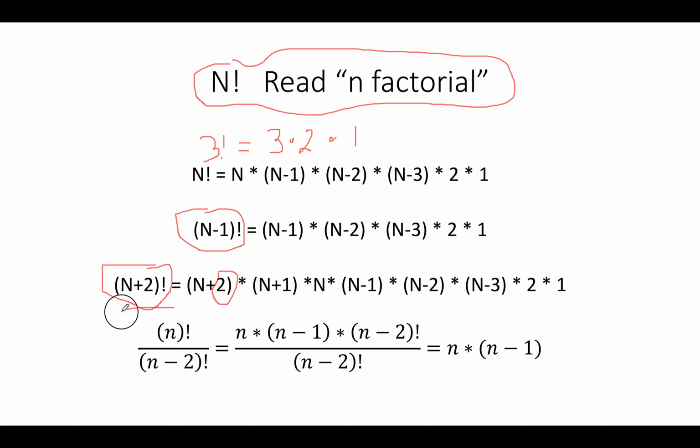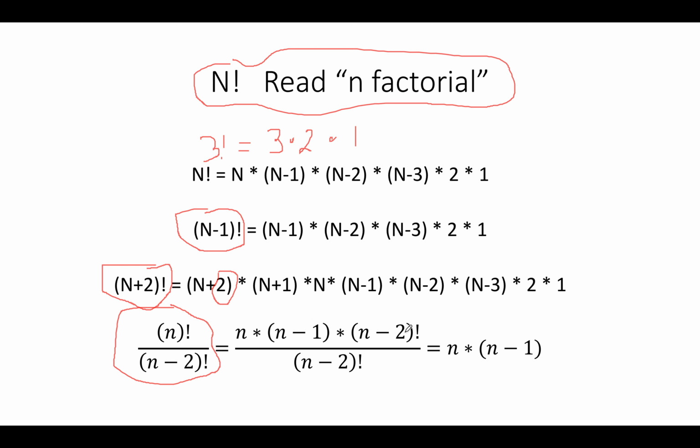So let's do this example here. Very simple example that I solved already. n factorial divided by n minus 2 factorial. Take a look at this. You start with n. You go down to n minus 1. And then you go to n minus 2. You keep going.